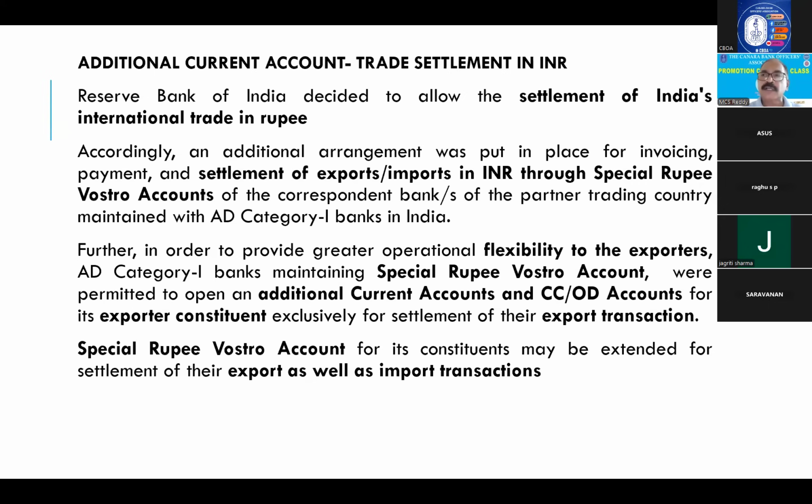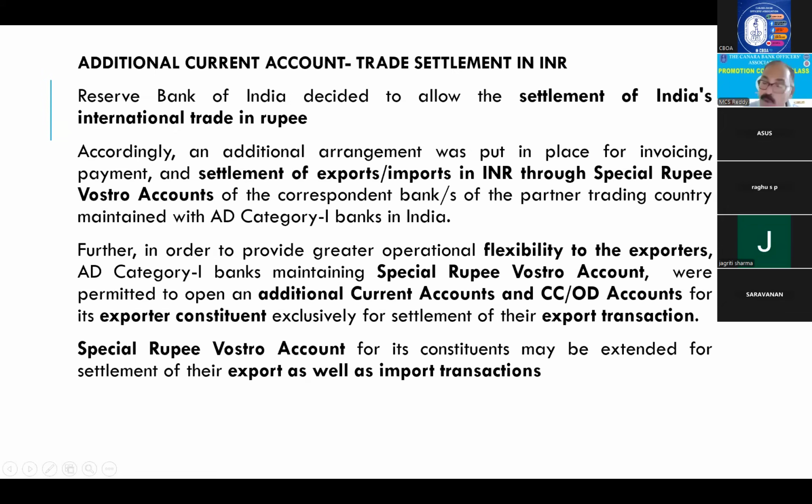So for this, now what happened? Vostro accounts, that means foreign banks are opening accounts with us, Vostro accounts. If we open with them, it is Nostro. If they open with us, it is Vostro. Earlier Vostro accounts were in foreign currencies. And now in Indian currencies also, they can open another Vostro account. That is one permission given. Now this question is not about that account. Earlier we used to call it the special rupee Vostro account.